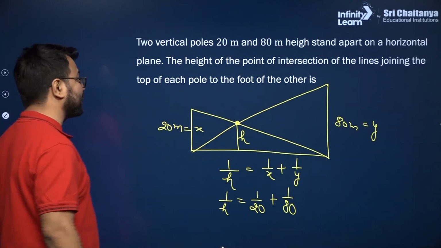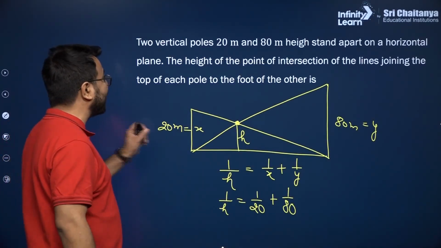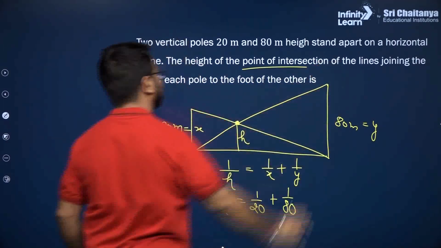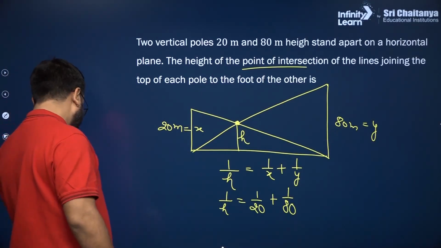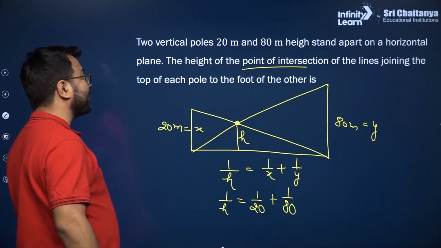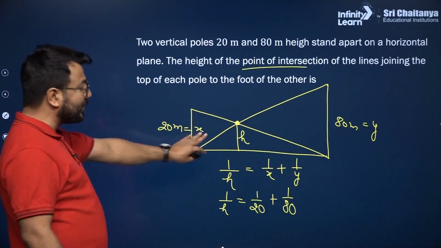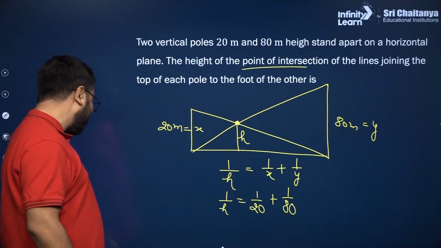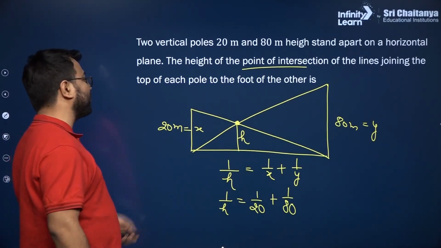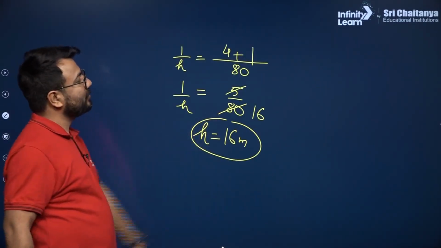So they have asked us to get the height of the point of intersection of the lines joining the top of each pole to the foot of the other. Without even applying trigonometry, if you know the result, you can do that. But if you want to apply trigonometry, you can apply that also, because there are two triangles. So this will be very easy to do. The answer of this question is h equals 16.